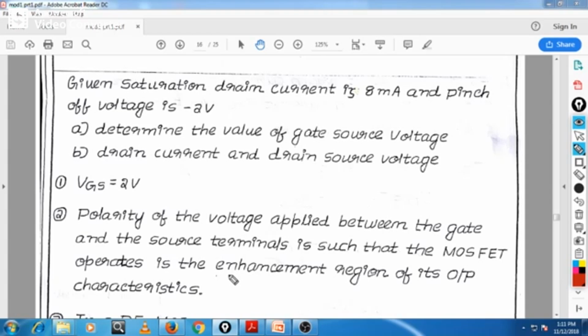Here we know a depletion MOSFET works in either the depletion region or the enhancement region. But when the gate to source voltage is positive, then it is in the enhancement region. So we have here VGS equal to 2 volt. That means it works in the enhancement region.